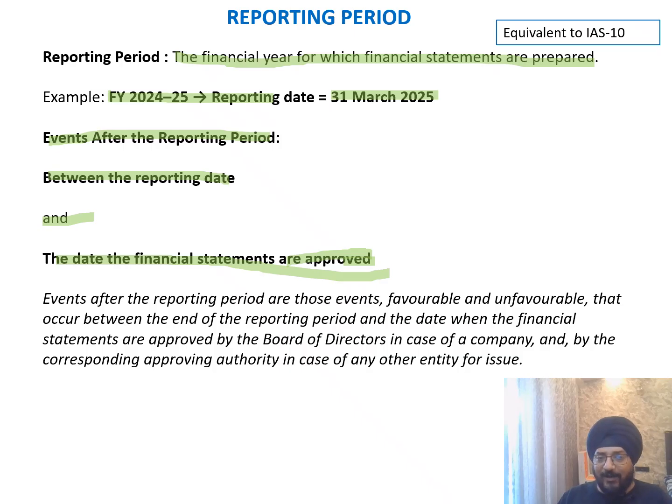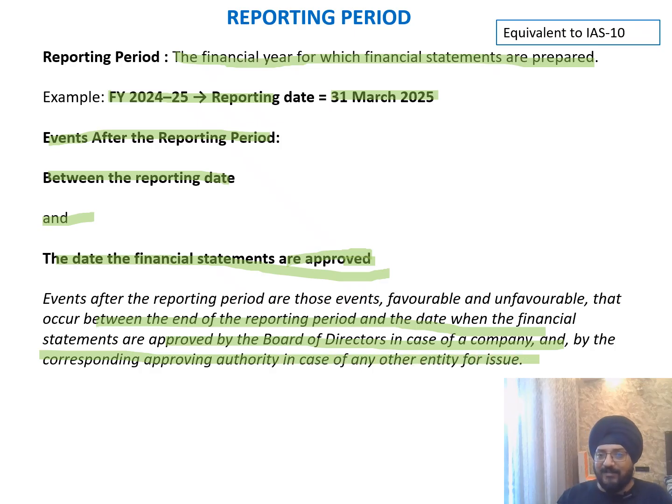So any event which occurs after 31st March 2025 and before the board meeting in which financial accounts are adopted is the event which normally falls under the ambit of IND AS 10. These are events which occur after the reporting period but before the financials are approved by the board. Events after the reporting period, both favorable and unfavorable, occur between the end of the reporting period and the date when the financial statements are approved by the board of directors in case of a company, and by a corresponding approving authority in case of any other entity.